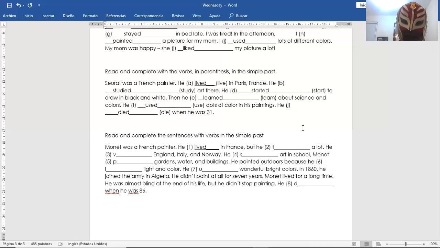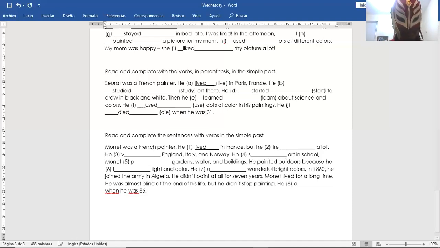Monet was a French painter. He lived in France, but a verb that begins with T. Traveled. You have to write it in simple past according to the instructions. He traveled a lot. A verb that begins with letter V. Yes, visit. And you have to write it in simple past. He visited England, Italy, and Norway.